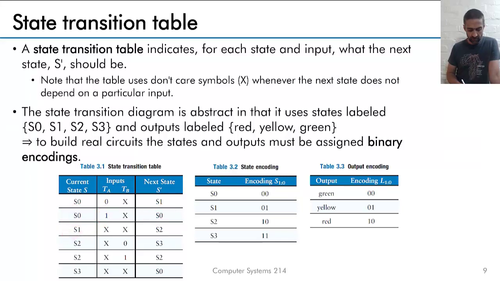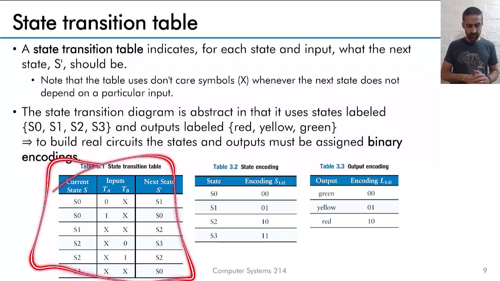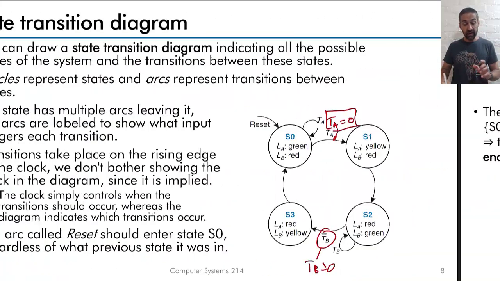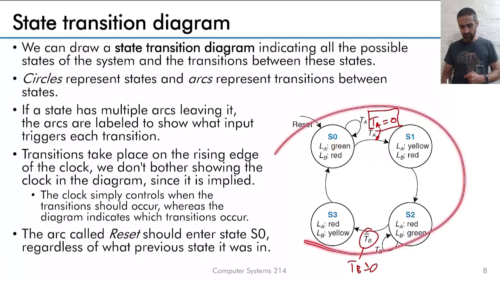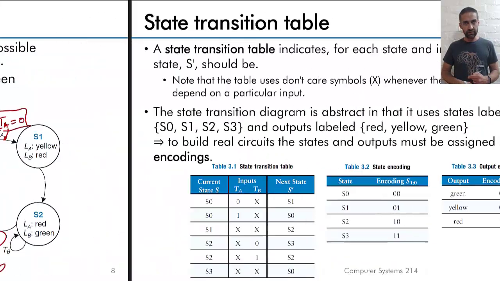If I'm in state 1, it doesn't matter about the inputs, I'm going to state 2. If I'm in state 2, it doesn't matter about TA. If TB is 0, so there's no traffic in lane B anymore, then I'm going to go to S3. S2 will stay in S2 if there's still traffic in B, and S3 will always go to S0 regardless of the inputs. So this is my state transition table, and I get it directly from my state transition diagram.